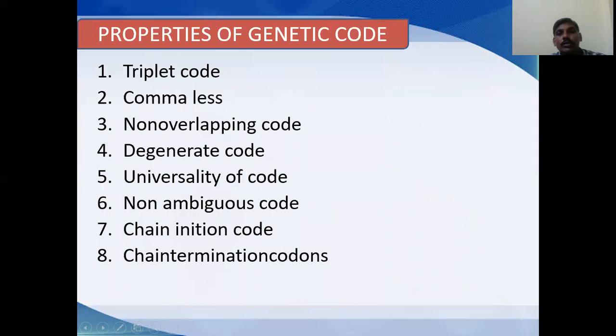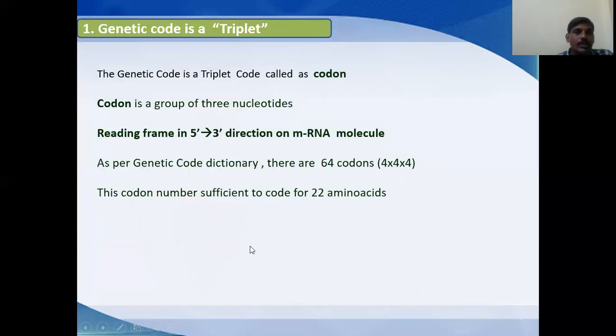So what are the properties of the genetic code? We can explain the genetic code by some essential features or properties: the genetic code is a triplet code, commaless, non-overlapping, degenerate, universal, and non-ambiguous. And what type of codons are present on the RNA molecule? We can explain one by one. So the first one is that the genetic code is a triplet.